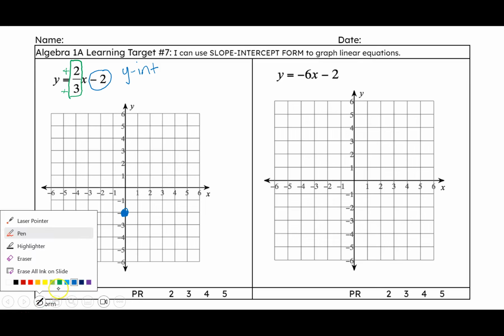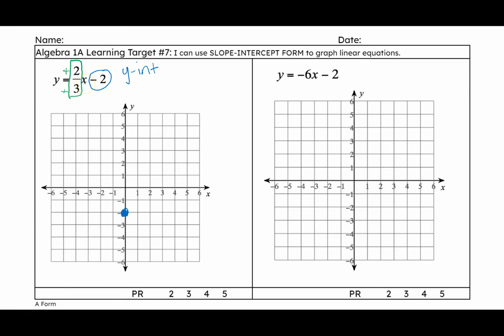Now your slope, that is the coefficient of x here, will tell you how to get to the next one. And you only need 2 points to draw a line. So let's find one more. The y-intercept already gave me my first one. So my slope now says to get to the next point, I'm going to go up 2 and to the right 3. Up 2, 1, 2, and to the right 3. 1, 2, 3. There's my next point. And now I'm going to draw a nice pretty line through that, and that's it.